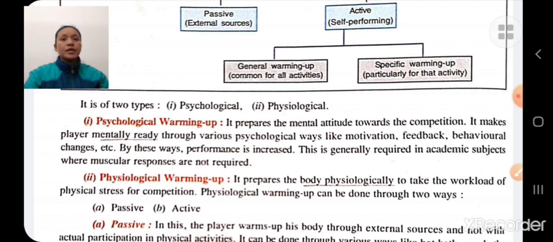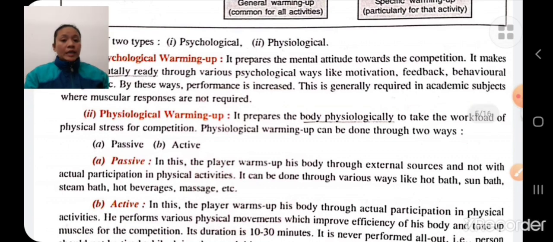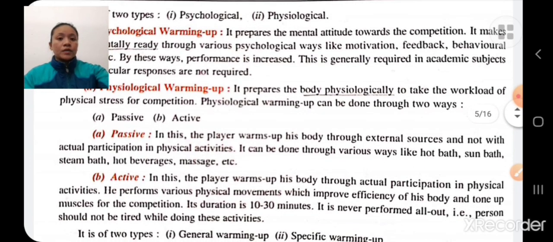Physiological warming up means making the body physiologically ready for the competition by increasing the body temperature through actual participation in physical activity. Physiological warming up has two types: passive and active.